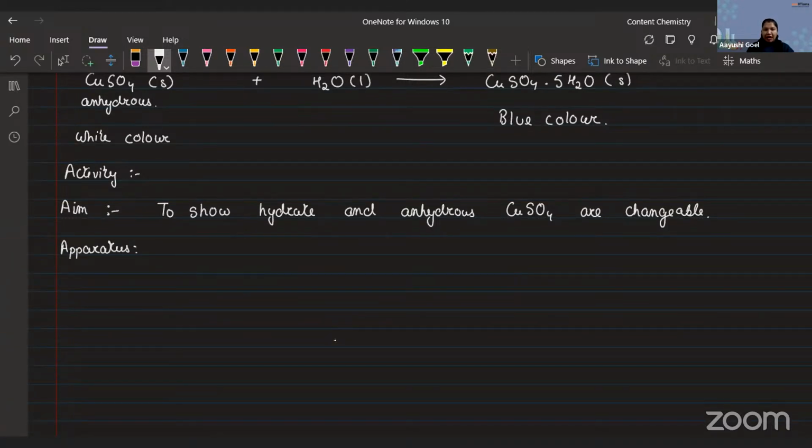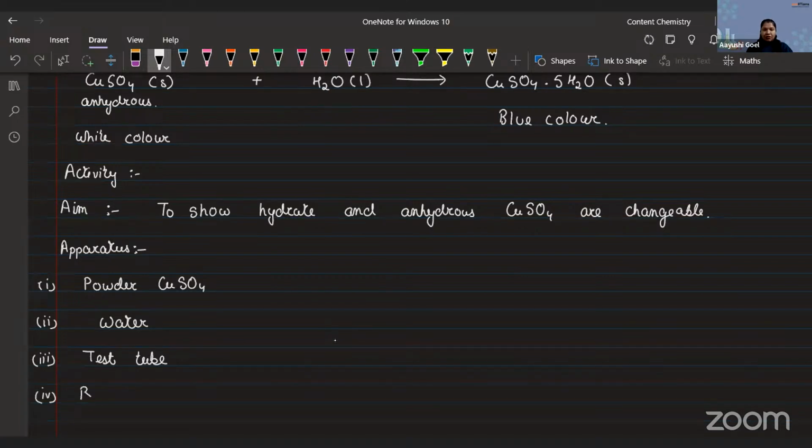So the apparatus which I'll be needing is like this one. So I'll write it first. I'll be needing powder copper sulfate. Second, I'll be needing water. Third, I'll be needing test tube. Fourth, burner, tripod stand, whatever you want to write. You can write every single thing.